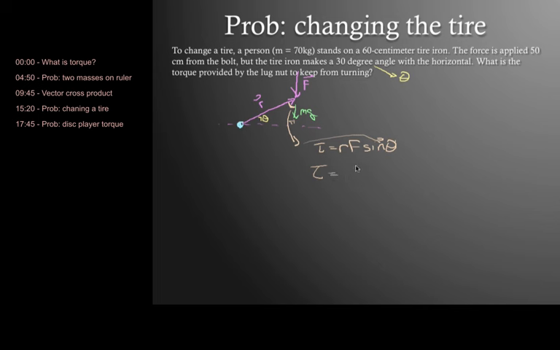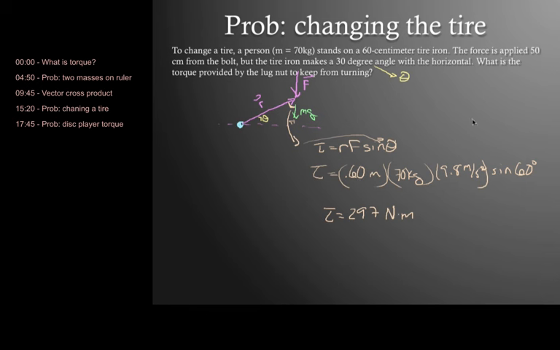So our tau should actually be 60 centimeters, or 0.6 meters, times the force, which is gravity, so that's 70 kilograms times 9.8 meters per second squared. And then times sine of 60 degrees, because the angle between R and mg is 60 degrees. What we're going to end up with is our tau is 297. The units of torque are Newton meters, because here we have meters, here we have newtons.